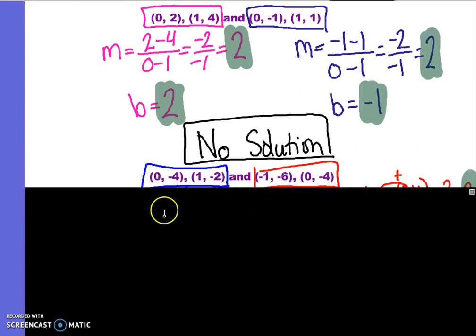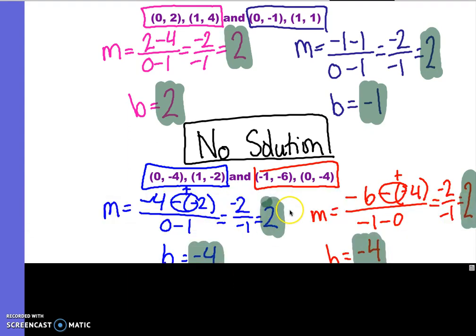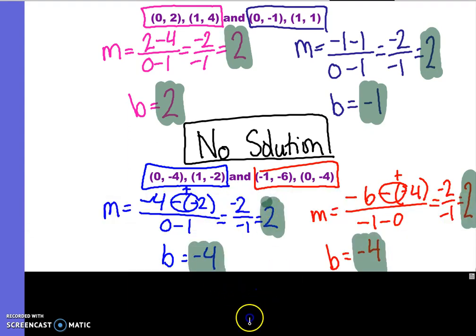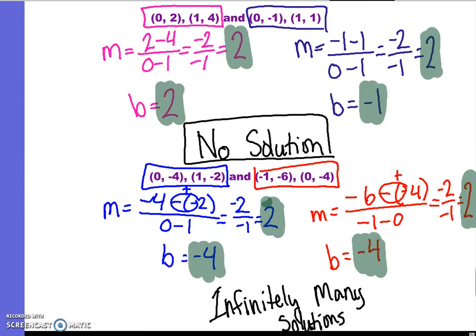But here we have (0, -4) and (0, -4). This could be one solution where they meet at this point, (0, -4), or if they have the same slope, then it's going to be infinitely many solutions because it's going to be the same line. If we look, we have the same slope, the same y-intercept, so infinitely many solutions.